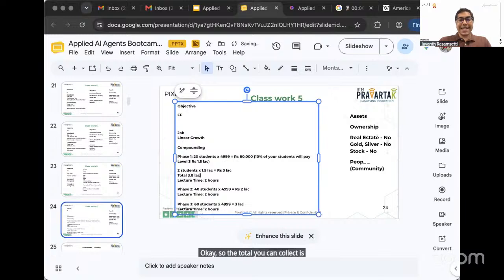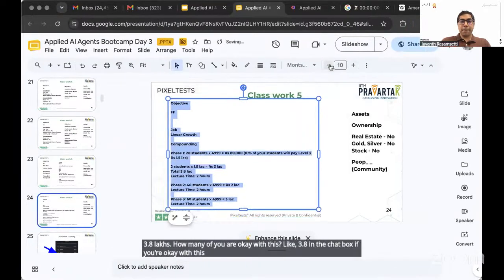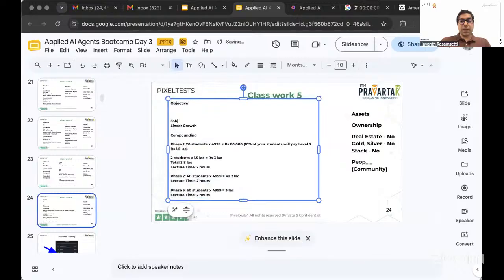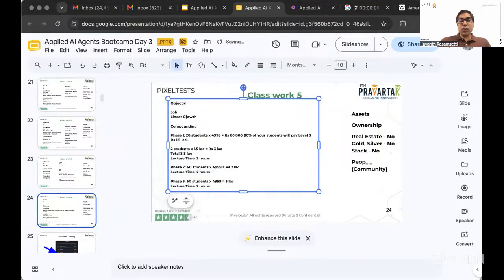How many of you are okay with this? Type 3.8 in the chat box if you're okay with this.